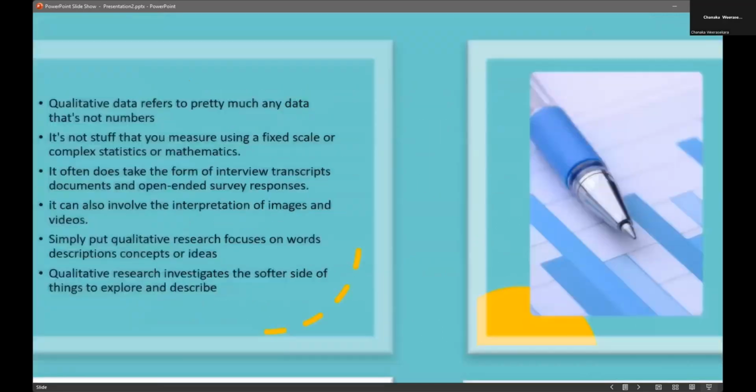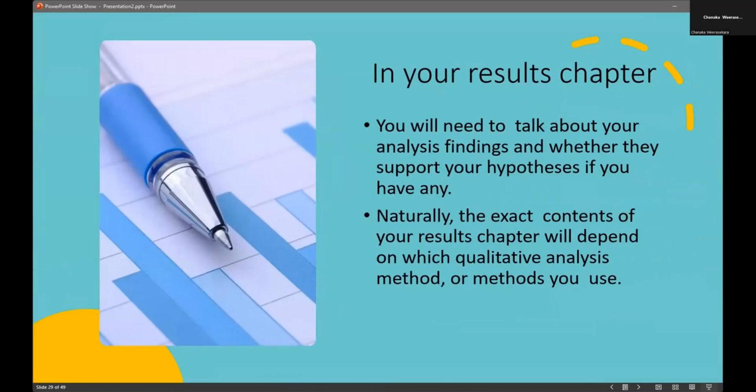In this case, if you are doing qualitative research, what you should include in the research chapter is basically you have to talk about the analysis, the findings, and whether they support your hypothesis, if you have any. Most of the time, qualitative researchers do not have a hypothesis. I have not included one because my supervisor told me not to include hypothesis.